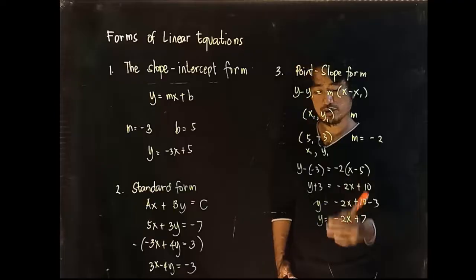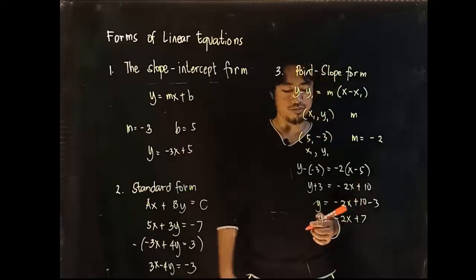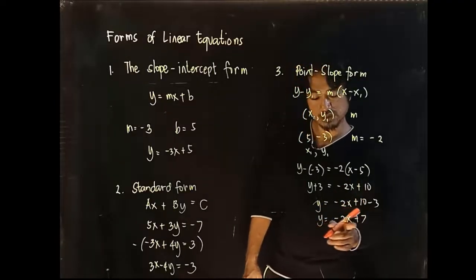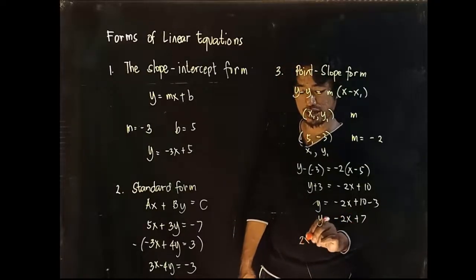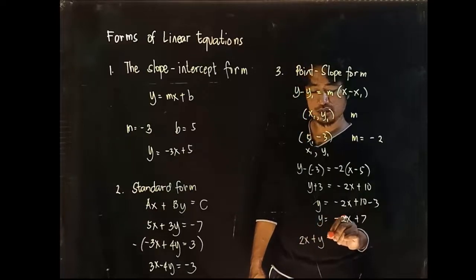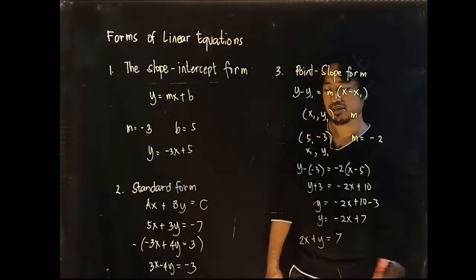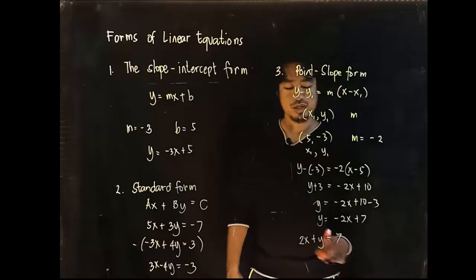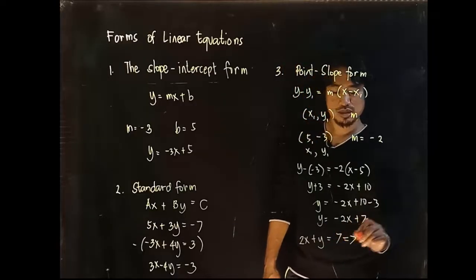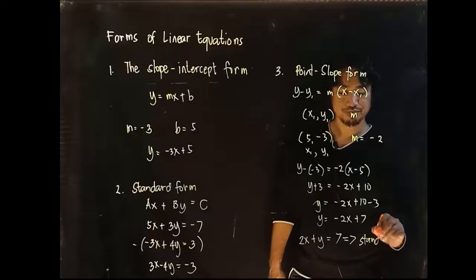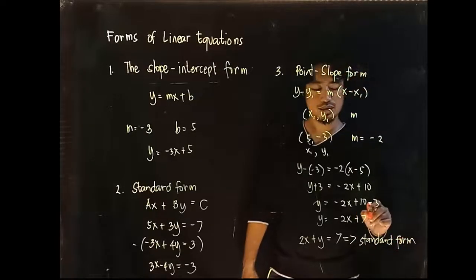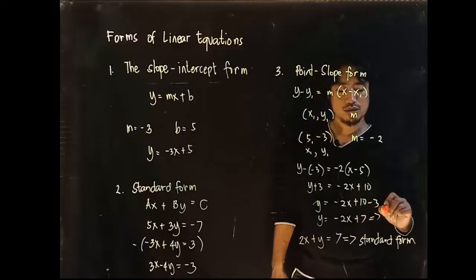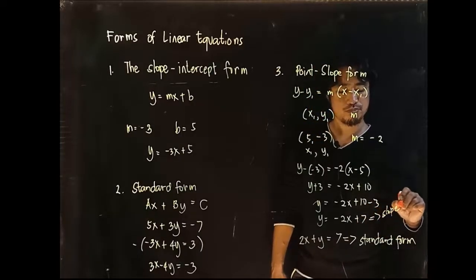And we can also convert this into a standard form. So transpose this x part to the left side will give us 2x plus y is equal to 7. So this is in standard form. And again, this is in slope-intercept form.